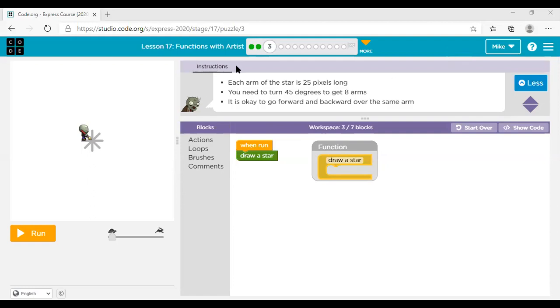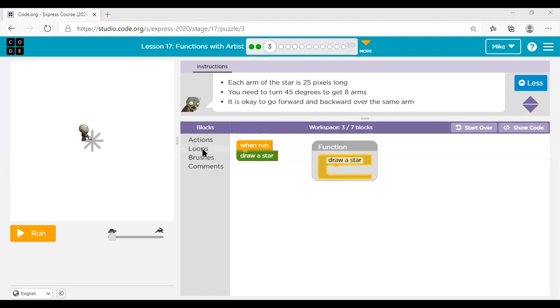I just want to read through our instructions quickly. Each arm of the star is 25 pixels long. Now remember, we are going to start in the middle. You need to turn 45 degrees to get 8 arms. Remember, a circle has 360 degrees to go all the way around. So that's why we are going to need 8 arms. 8 times 45 will give us the 360 turn. It is okay to go forward and backward over the same arm.